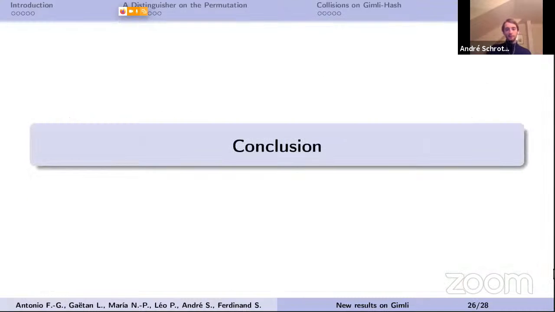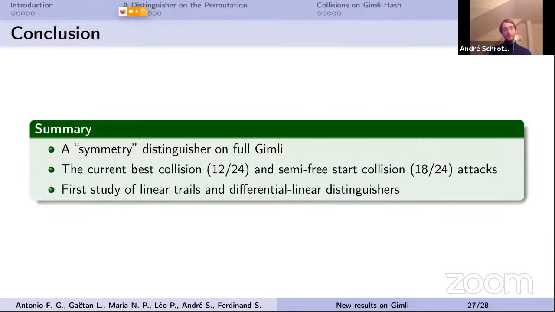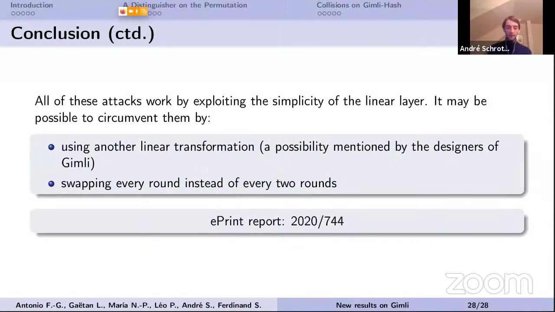Okay, so to conclude briefly. In this work, we had this symmetry-based distinguisher on the full Gimli permutation, and we also obtained the current best collision and semi-free-start collision attacks. And we also performed a study of linear trails and differential-linear distinguishers. Now, all of these results work by exploiting the simplicity of the linear layer.